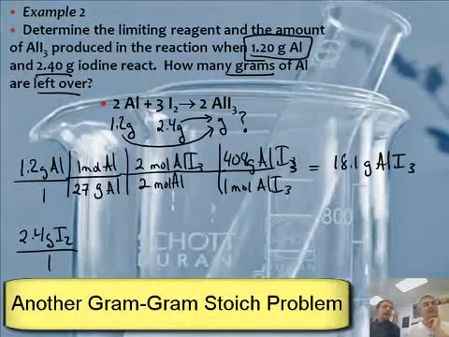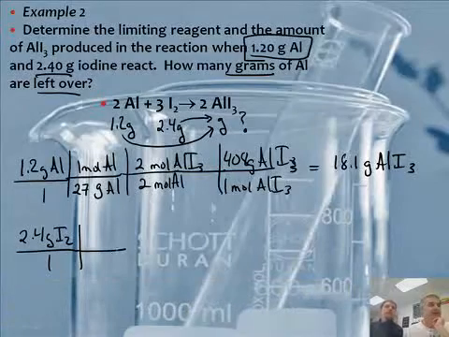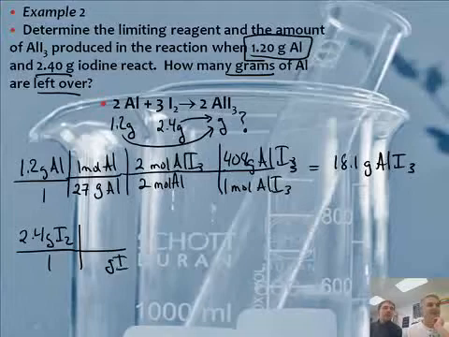Next, 2.4 grams of iodine. Iodine, that's the British spelling. Well, it's chlorine, fluorine, bromine, and iodine. And iodine. That makes sense. Iodine, yeah.